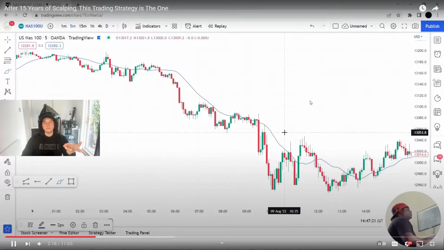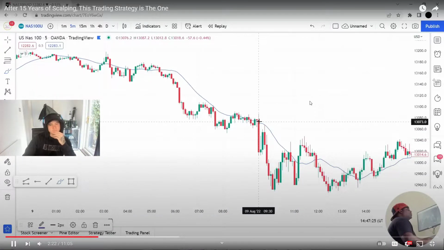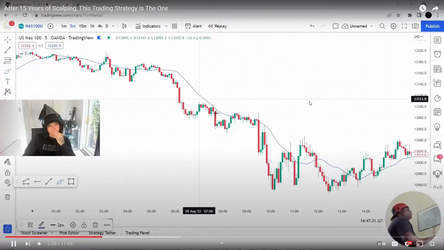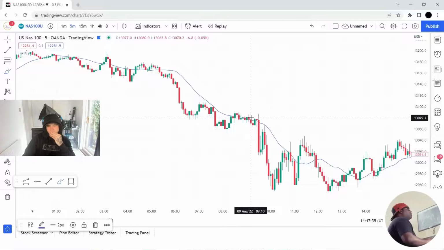Right here is a trade that I took with the trend. So notice how we have a nice downtrend. What do you see first? First, I see the market is below the moving average, which is the 20 moving average, okay? So if it's below the moving average, this is how we can tell that the market is in a downtrend.